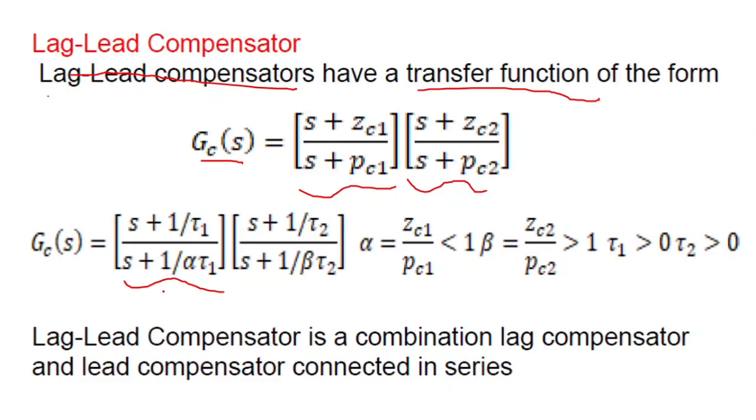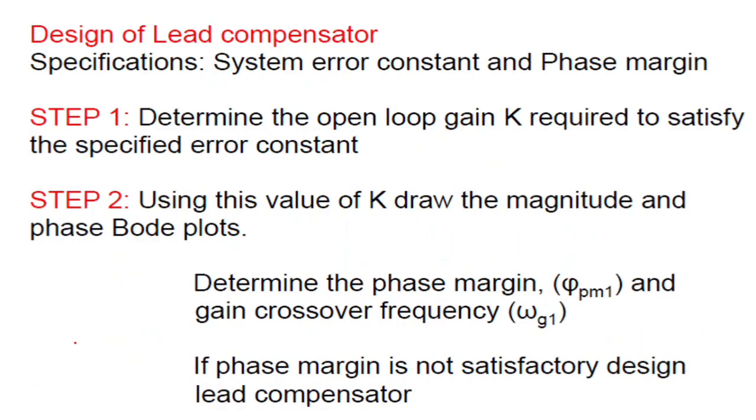It is a representation of lead compensators, and then it is a representation of lag compensators. Always the alpha value is less than 1, and the beta value is always greater than 1. So these are all about lag-lead compensator characteristics. Next, design of lead compensators.